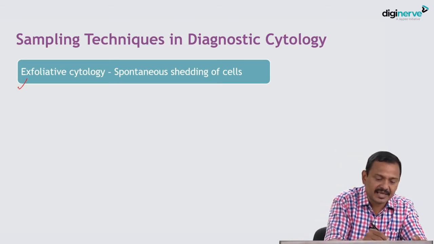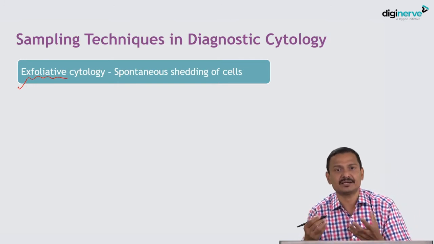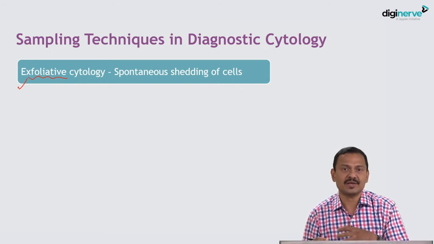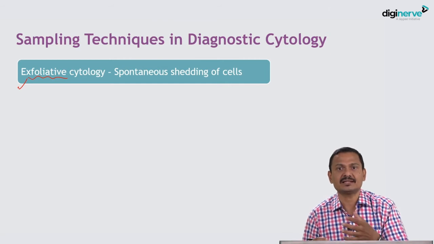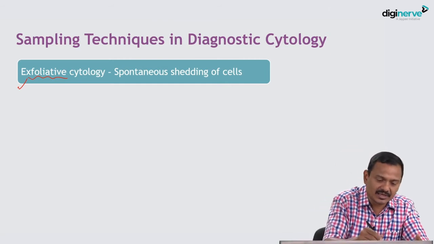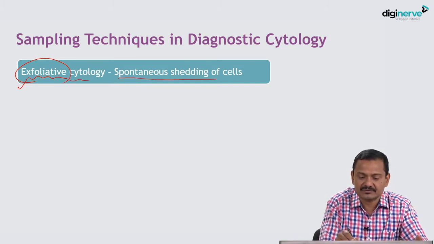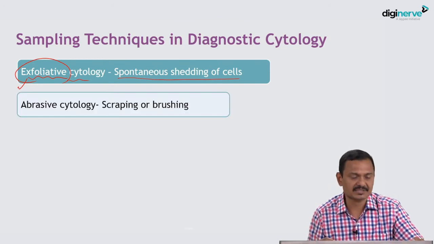Now, the different sampling techniques that are available in diagnostic cytology. The first is exfoliative cytology. Exfoliative means the cells are shed. In every tissue in our body, there is a renewal process. So, when there is renewal, the old cells will shed, or when the old cells shed, there is renewal. That is called exfoliation, and when we study these exfoliated cells, that is called exfoliative cytology, and it is the spontaneous shedding of cells.